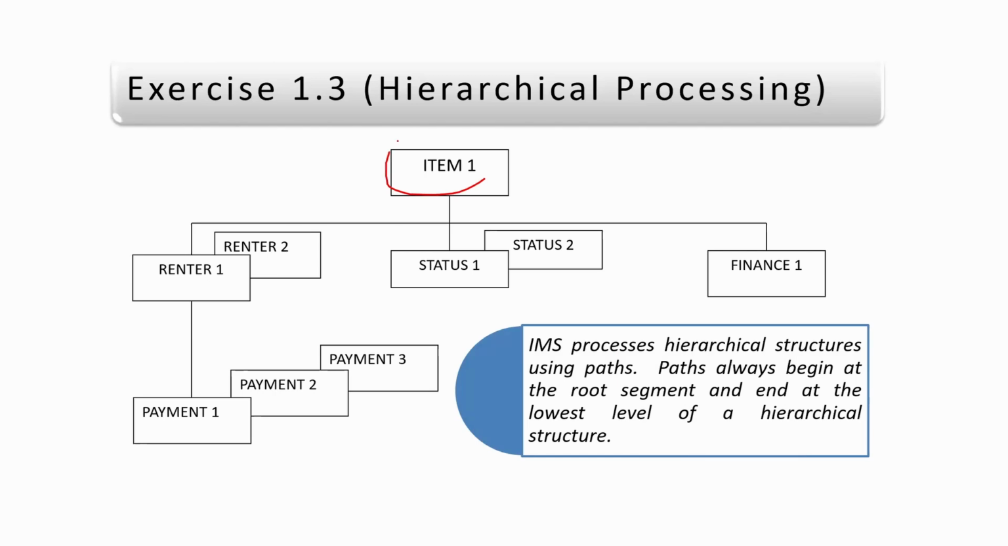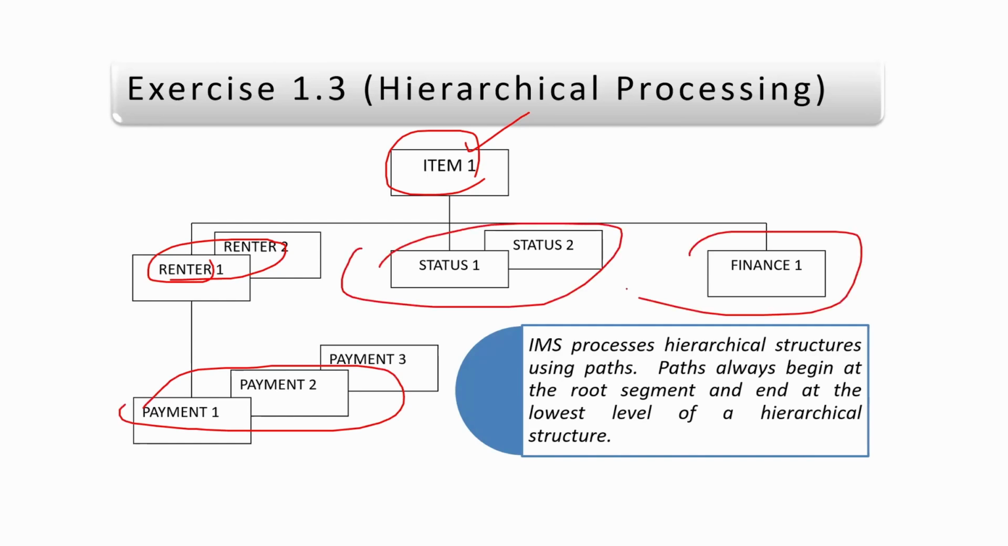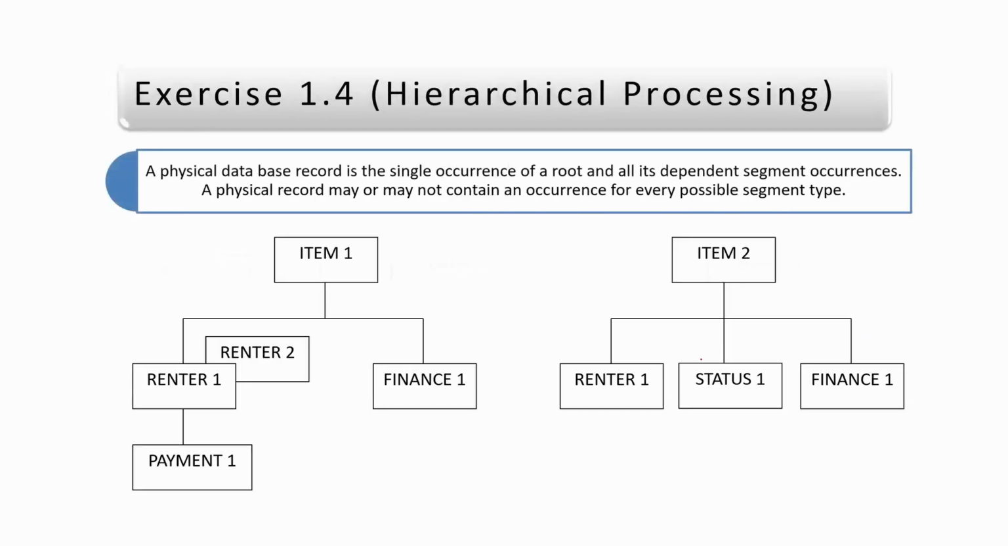Item is one segment type. Renter is one segment type. Payment is one segment type. Status is one segment type. Finance is one. So here item is one segment type. Renter, finance, payment. 4.